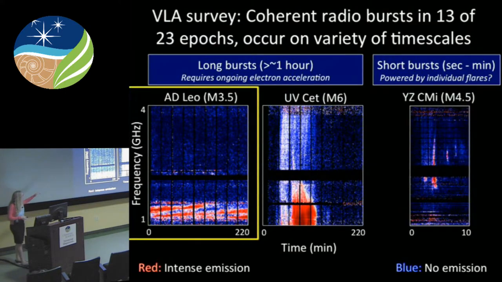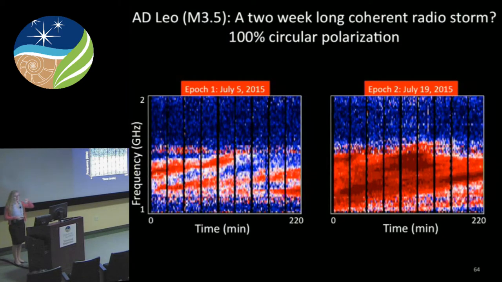So I'll highlight a few different events, starting with AD Leonis. AD Leonis was that star where we've observed these 10 to the 34 erg flares before. We don't know what happened with the flares during this data, though, because we didn't have simultaneous optical data.